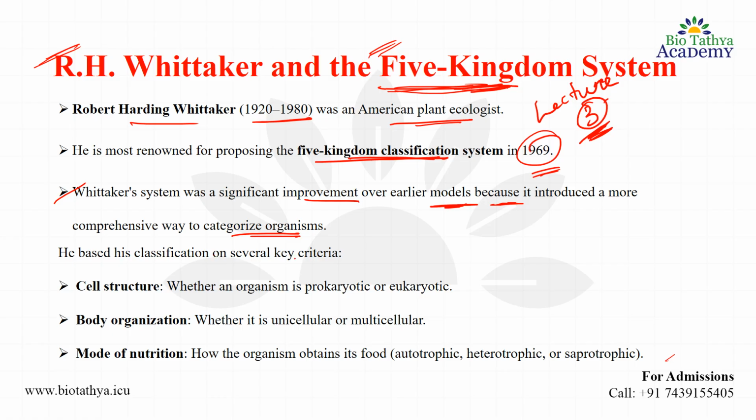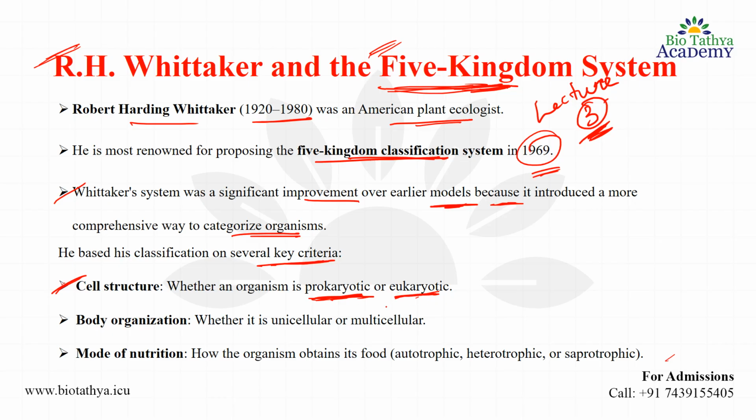He based his classification on several key criteria. What were those? First was the cell structure. He first tried to classify organisms based on the cell structure, that is, either it is prokaryotic or it is eukaryotic. Both can't be placed into the same group. So if it is prokaryotic, it is bacteria or unicellular. If it is eukaryotic, then most probably it is multicellular in most cases.